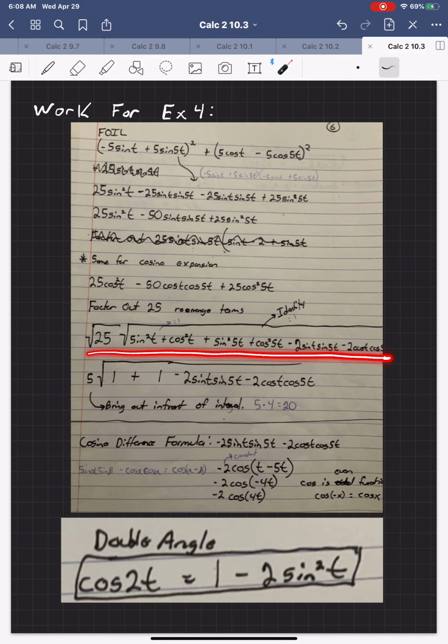Now, we've got a lot of things to reduce, but anytime you have a sine squared plus a cosine squared, that's a 1. And then you're going to end up with another sine squared 5t plus cosine squared 5t, that's still also 1. So that gets us to here. Since I factored out a 25, that's the square root of 25, which reduces just to 5. So this is where we're going to pick back up.